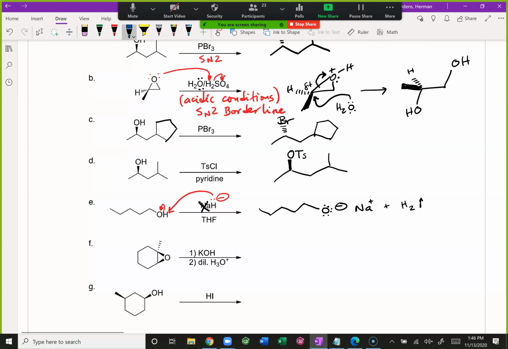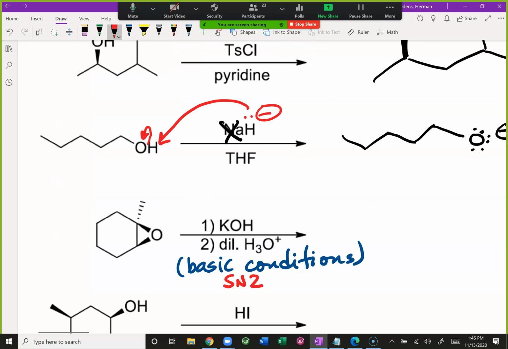So I have parentheses, basic conditions. So that is a pure SN2 event. Potassium is a spectator ion. Goodbye. Then put a minus charge on the oxygen. And then the oxygen is going to go option number 1 here or option number 2.